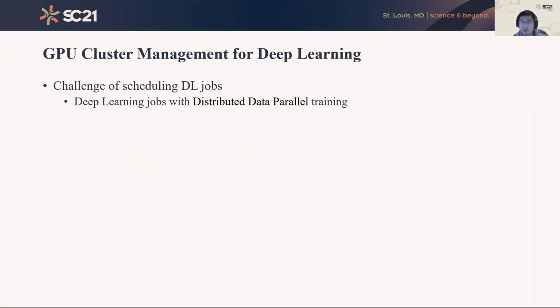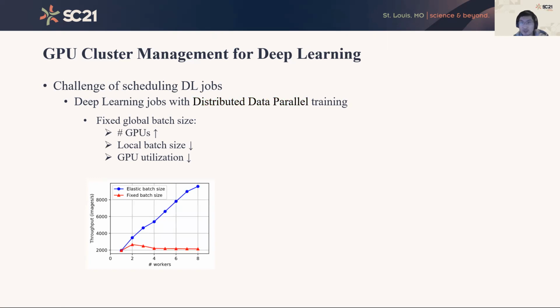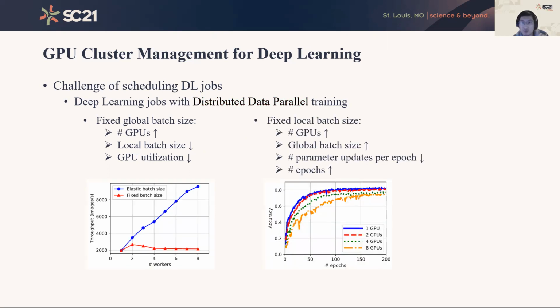Let's look at some examples. There are two common ways to scale a job on different numbers of GPUs. First, we can set a fixed global batch size. However, when the number of GPUs is increasing, the local batch size on each GPU is decreasing, lowering the GPU utilization. Second, we can set a fixed local batch size on each GPU. Then the global batch size is growing, and the number of parameter updates per training epoch is decreasing. So the job needs more epochs to achieve equivalent accuracy.